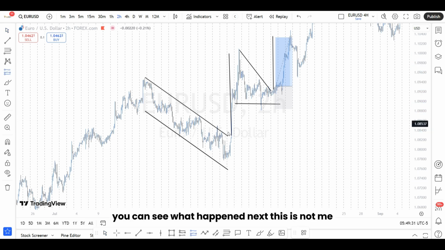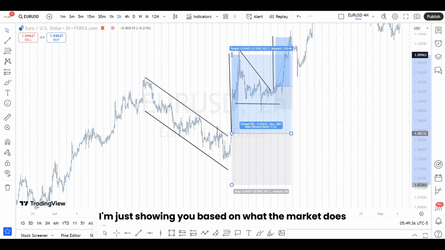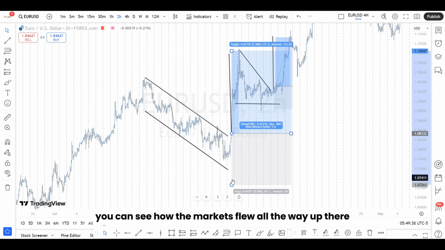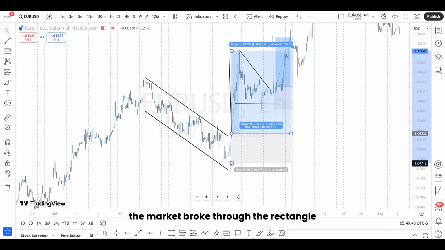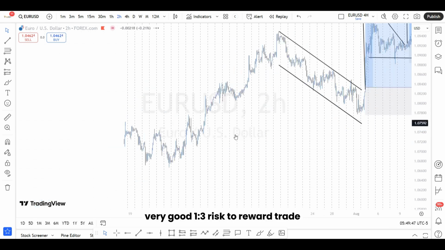This is not me picking any strategy. I'm just showing you based on what the market does. You can see how the market flew all the way up there. The market broke through the rectangle. We had a solid 1:3 risk to reward trade. Very good 1:3 risk to reward trade.